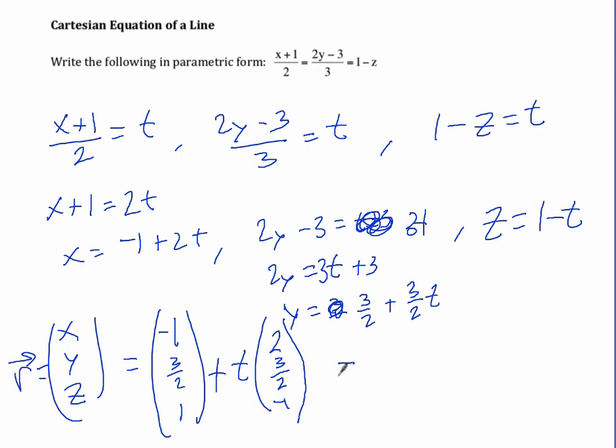Okay, now remember, for the direction vector, this could be any parallel vector, so you could make it nicer without the fractions by multiplying everything by 2 and write it 4, 3, negative 2.